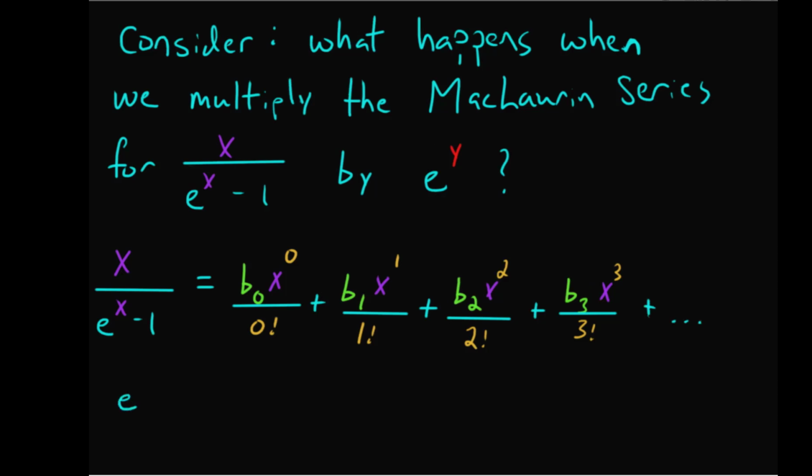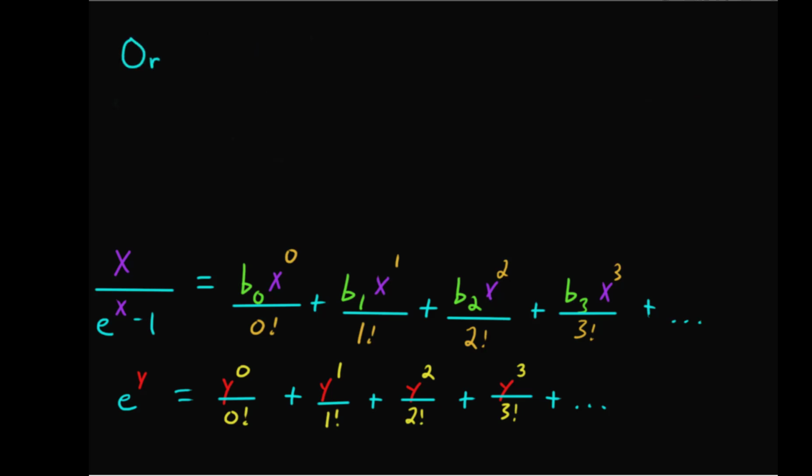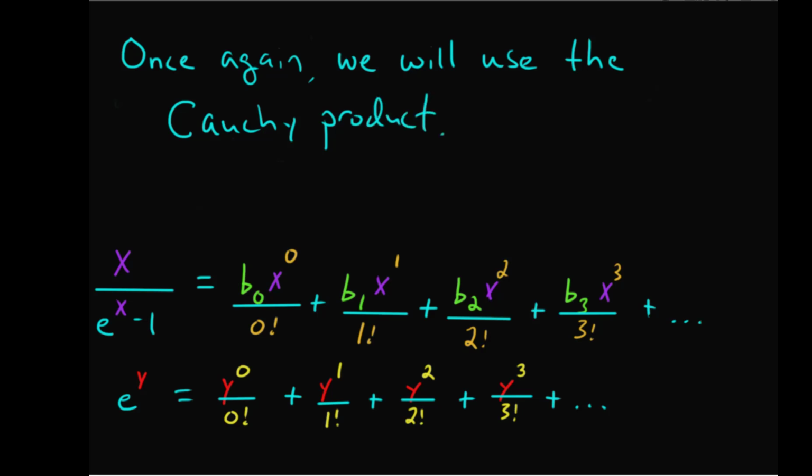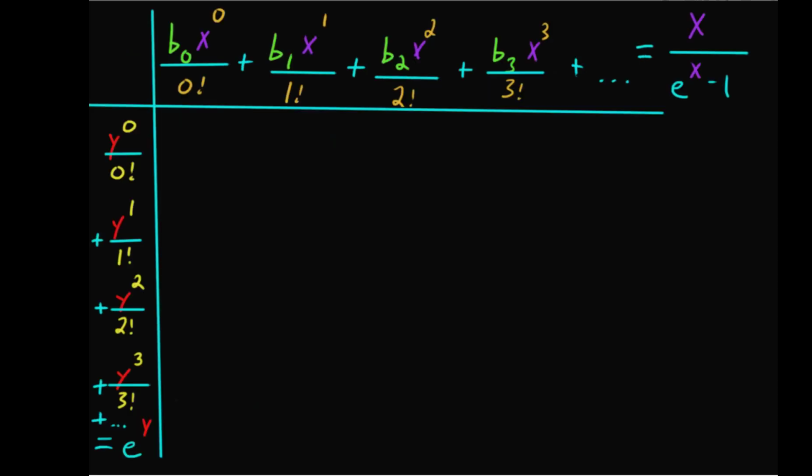And the Maclaurin series for e to the y would equal y to the 0 over 0 factorial plus y to the first power over 1 factorial plus y squared over 2 factorial plus y cubed over 3 factorial plus dot dot dot. And once again, we'll use the Cauchy product to see what would happen if we multiply these two series together. So I've written out our two series here again to form a two-dimensional array. I've written the Maclaurin expansion for x over e to the x minus 1 in the top row there, and I've written e to the y in the leftmost column there.